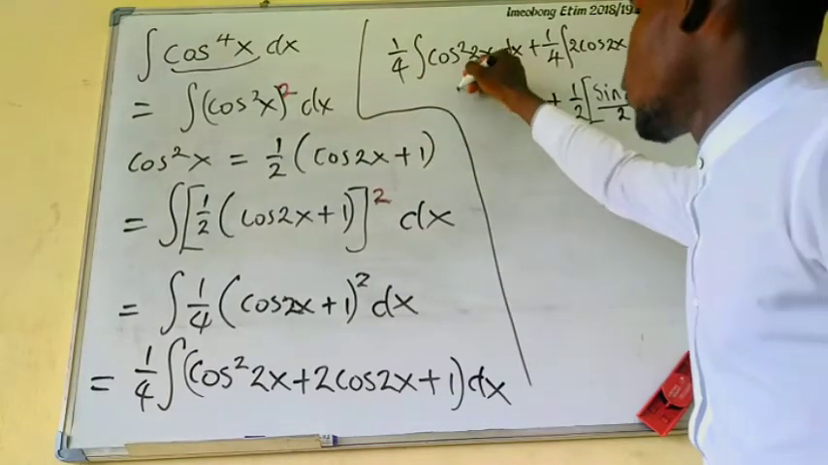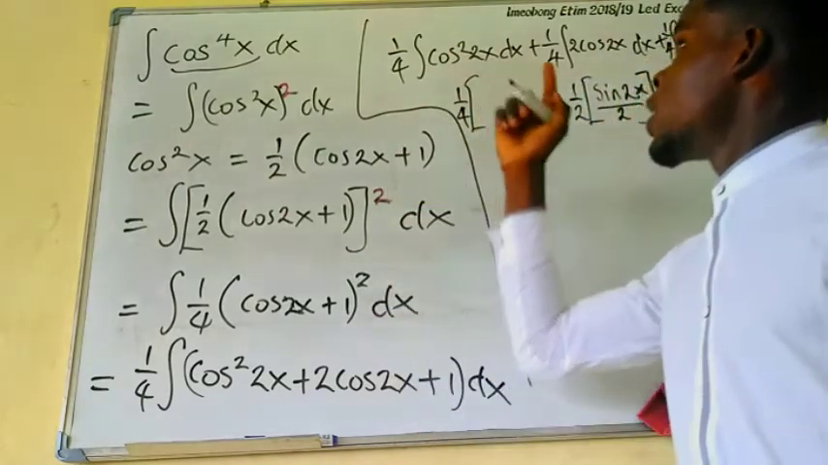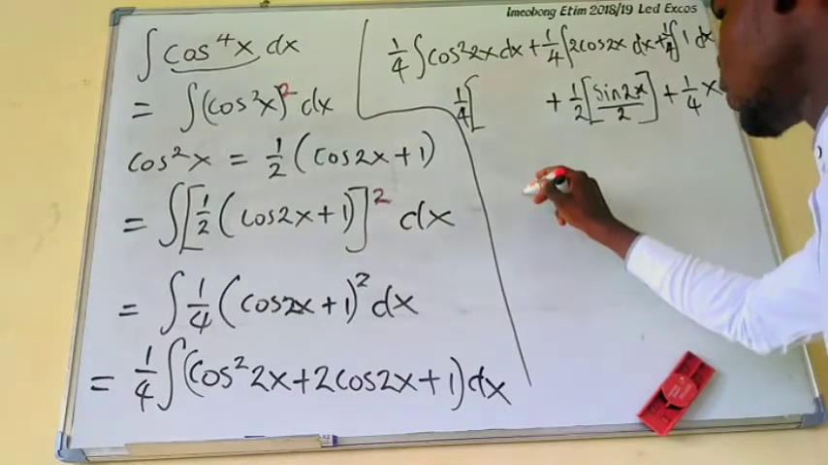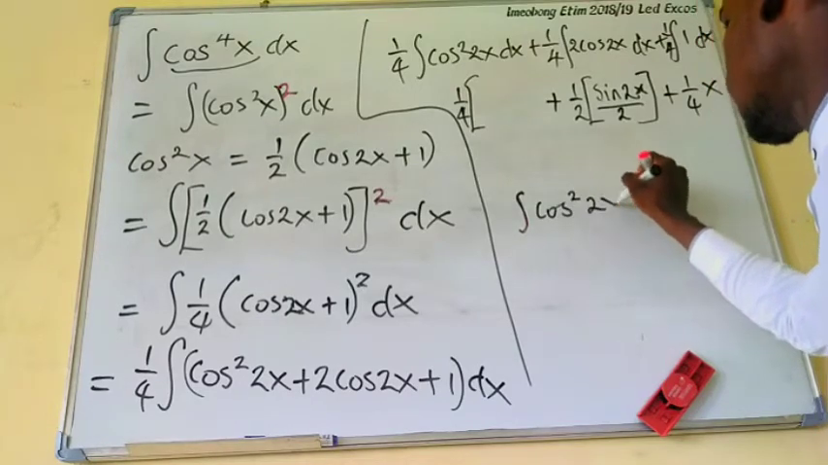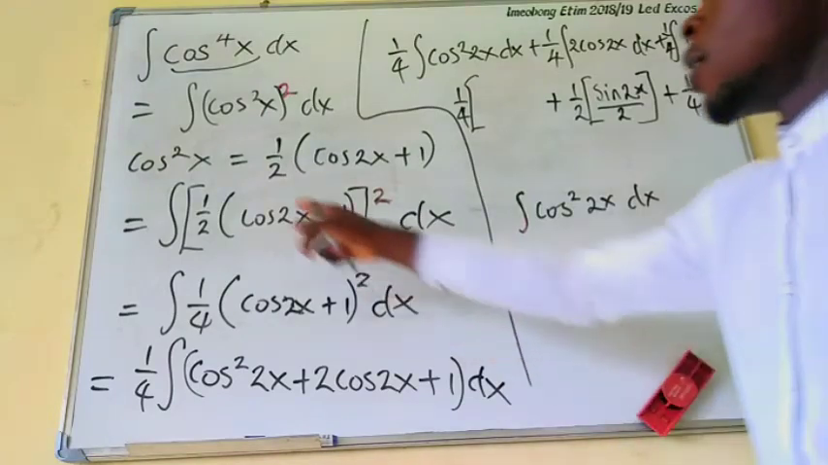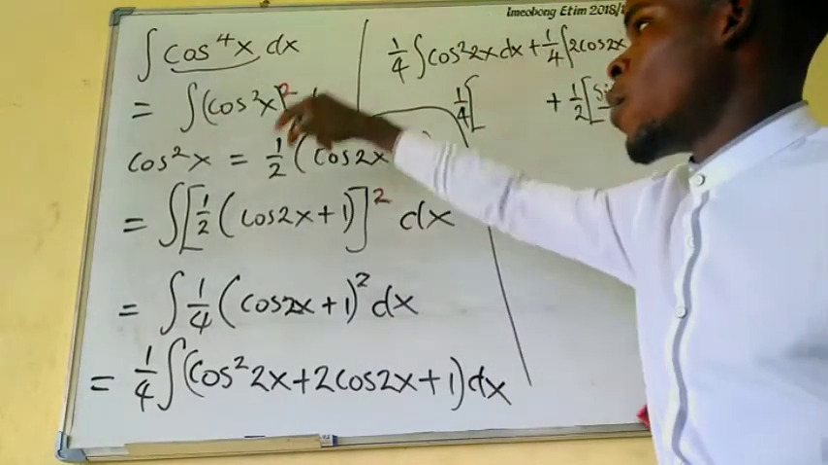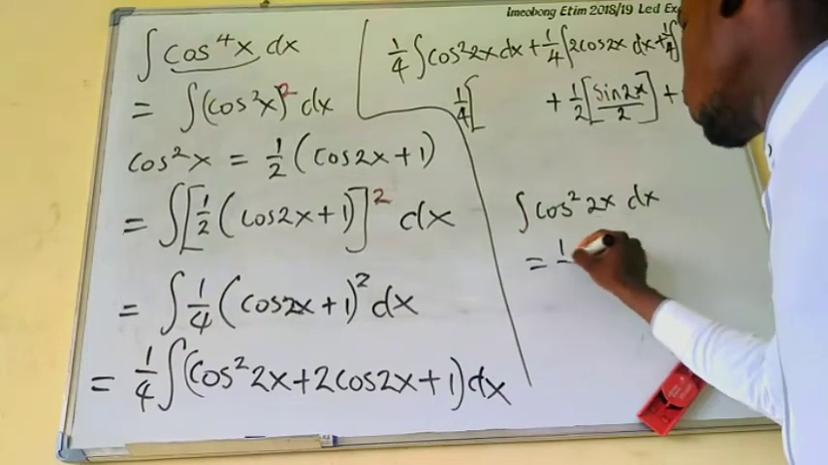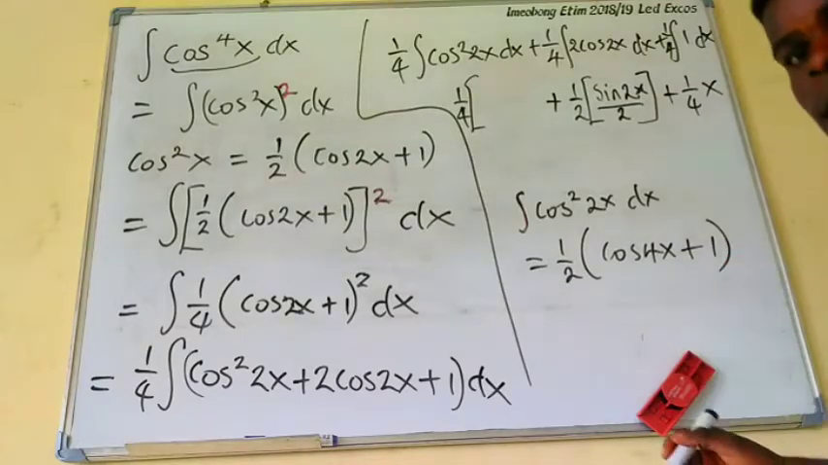The only little problem I'm having here is to integrate the whole of that. 1 over 4 of, so we need to know what is the integral of cosine squared 2x dx. So I'm going to solve that down here. Well, we will get back to the substitution we just did. When we were squaring the cosine of x, we were having 1 over 2 cosine of 2x. Now that it's 2x already, we just have 1 over 2, then cosine of 4x, then plus 1, like this.